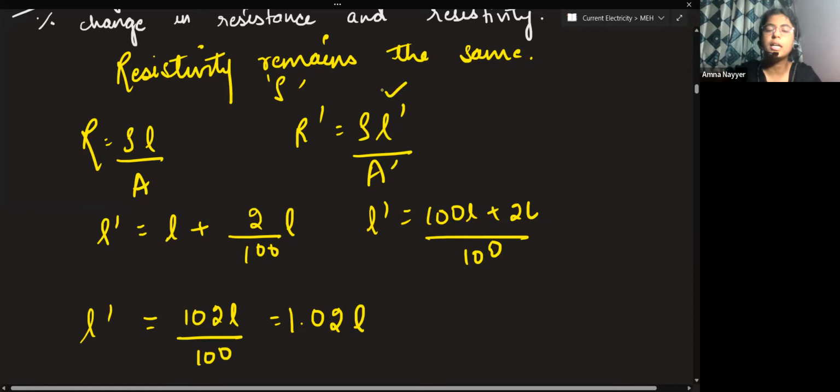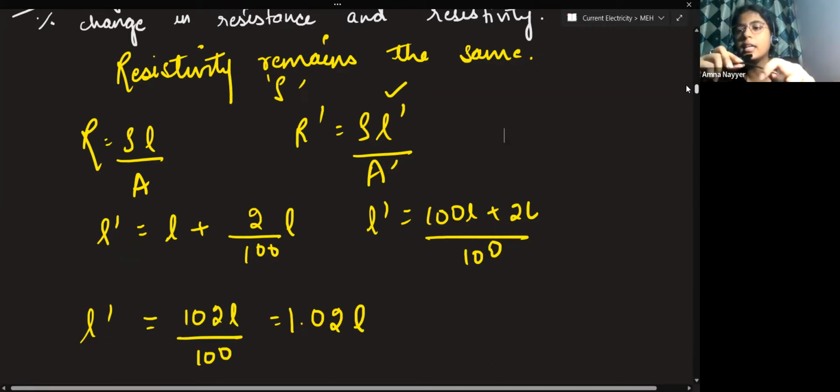Now, regarding the area. See, directly you have no information about the radius, nor do you have information about the whole area. But one thing will be the same besides resistivity. Can anyone name that quantity? If I say this was a wire, I have increased its length by 2%.